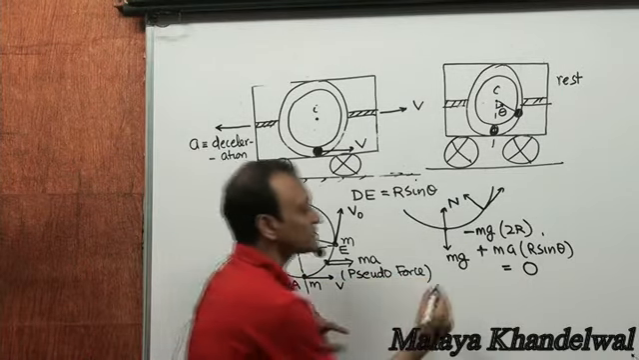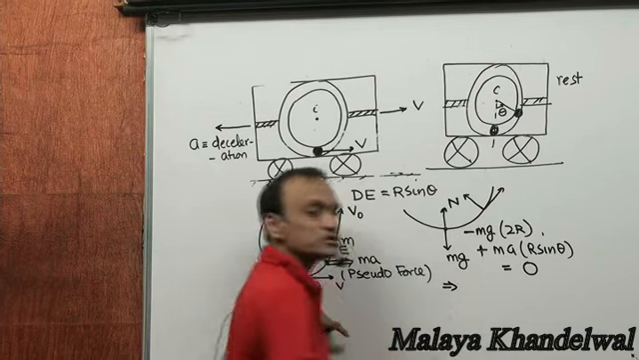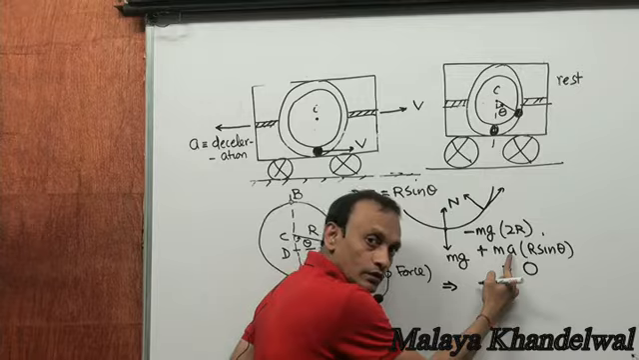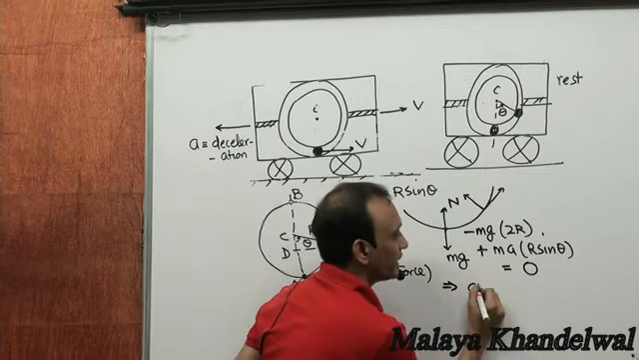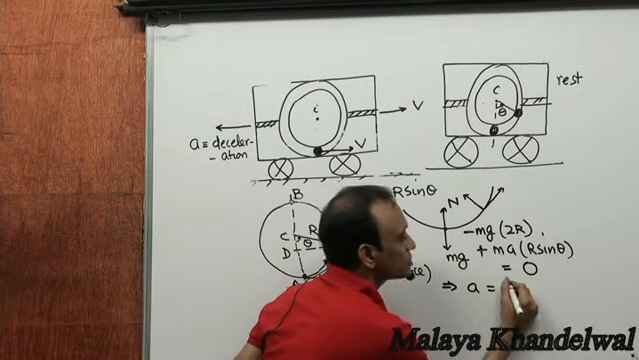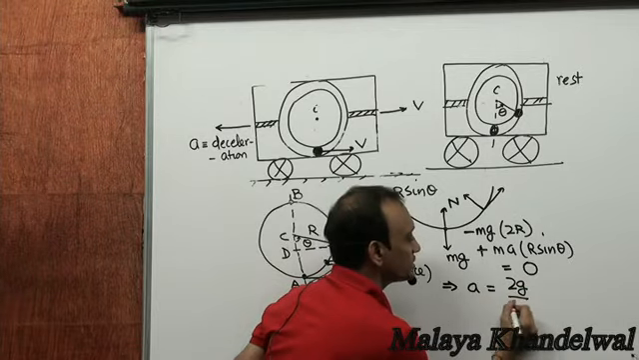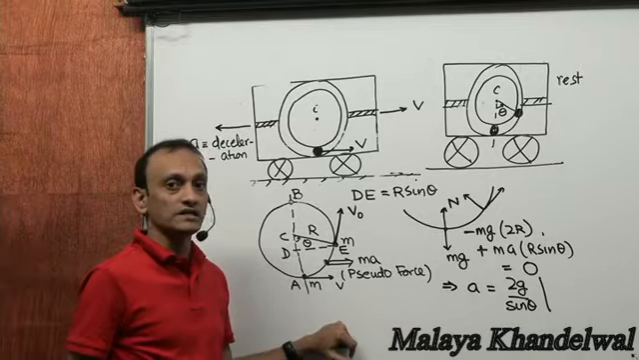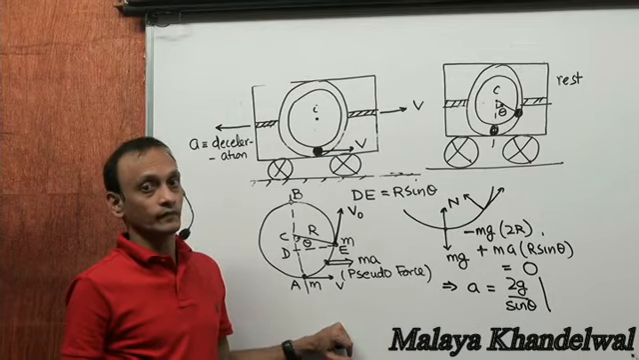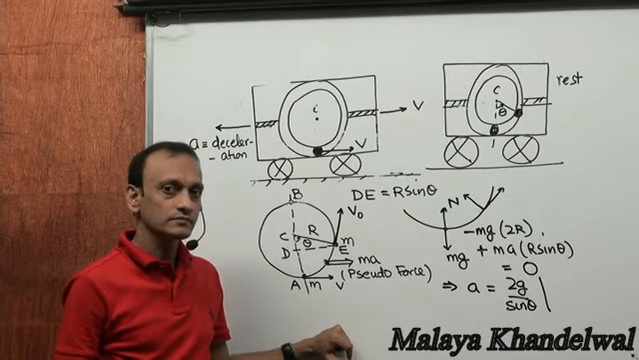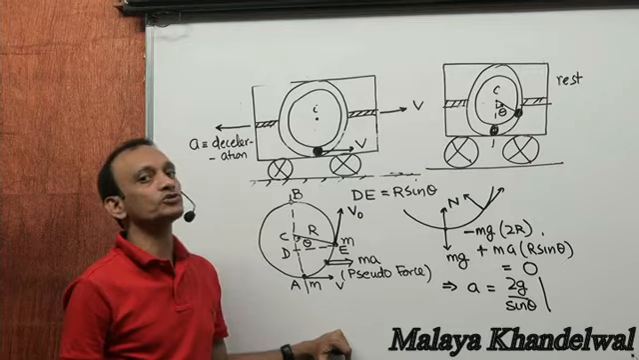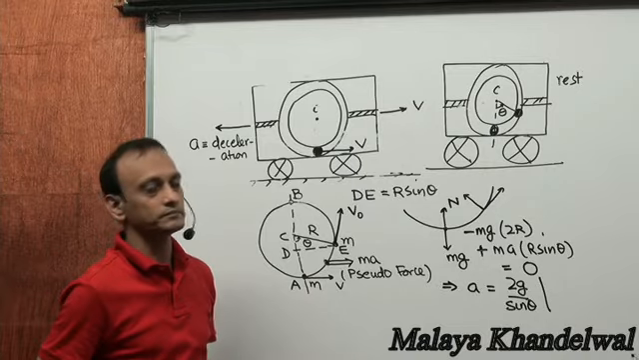Yes or no? This gives me very clearly a direct access to the retardation A imparted to the trolley. A then, very clearly, as you can see, is 2g by sine theta. A is very clearly 2g by sine theta. How about it? Make sense? All right. Let's move on to the next problem.